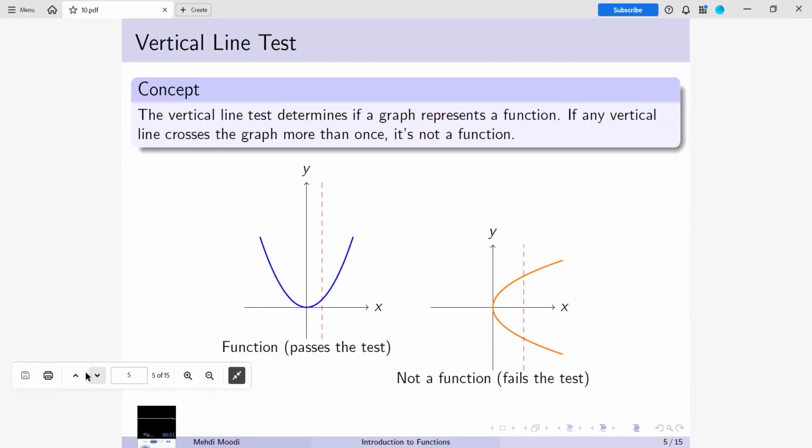Every graph must be put on trial. The vertical line test acts as judge, jury, and executioner. If a graph gives more than one output for the same input, the vertical line brings the evidence, and the graph gets disqualified for violating the function clause.